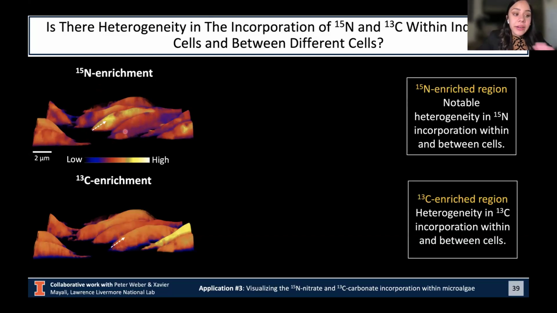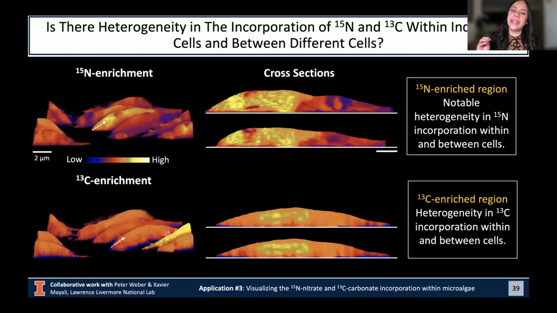And we can clearly see, definitely for the 15N, that there is variability in the incorporation of these labels, both within and between cells. For 13C, the same is true, although it is not extremely obvious. Now, we wanted to look even further inside the cell to look at this variability. So then we took cross-sections.